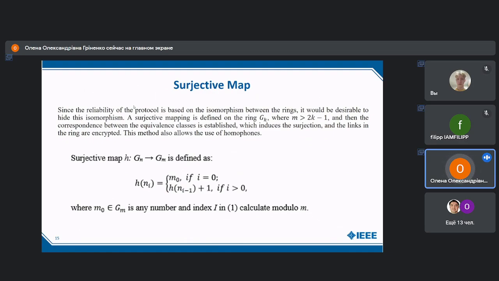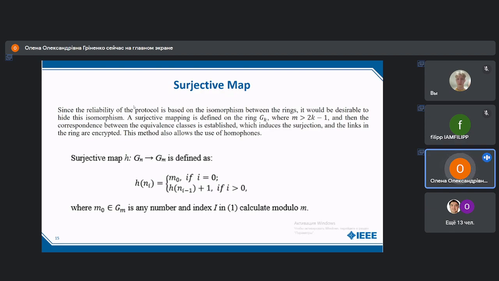Another notion which is used in our research is the surjective map. What is this and what is its purpose? Since the reliability of the protocol is based on the isomorphism between the rings, it would be desirable to hide this isomorphism, and a surjective mapping is defined on the ring G sub k, where m is greater than 2k minus 1. Then the correspondence between the equivalence classes is established, which induces the surjection, and the elements of the ring are encrypted. This method also allows you to use homophones.